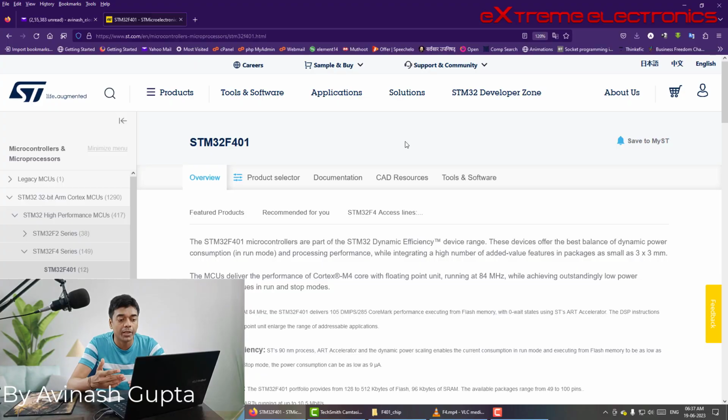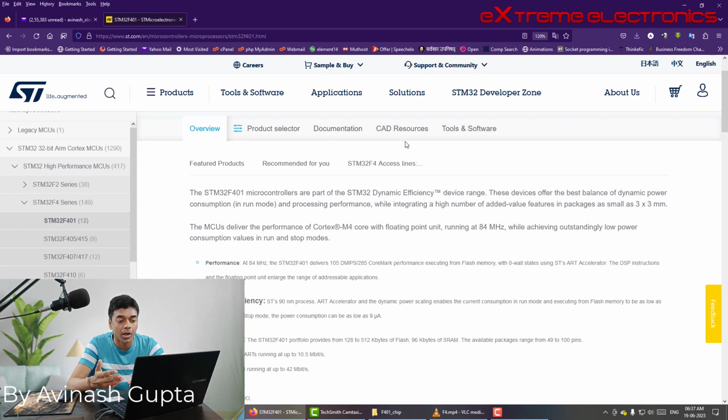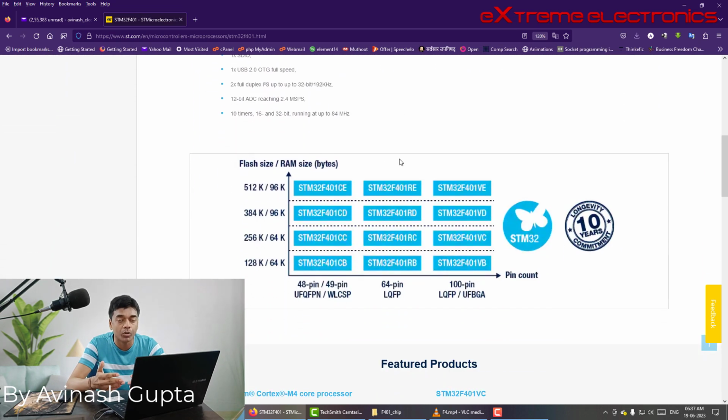And another parameter is the pin count. The same chip is available in different pin counts. For example, if you go to the web page of this STM32F401 microcontroller, you will find that the same chip is available in a 48 pin variant, 64 pin variant, and also in a 100 pin variant. So this gives the designer a lot of flexibility in designing their product. If in the future their firmware becomes bigger, they can simply choose the same chip with a bigger memory, and then their firmware will easily fit into the chip.